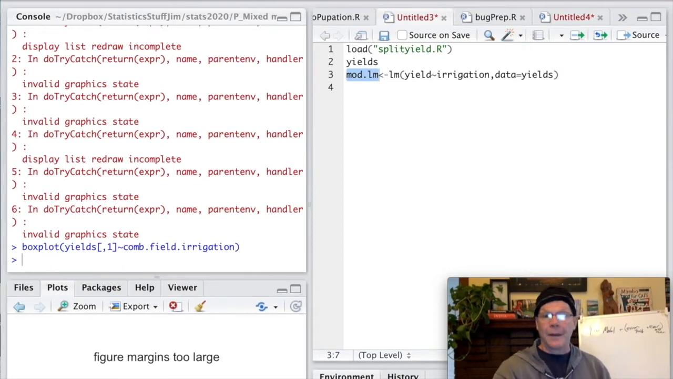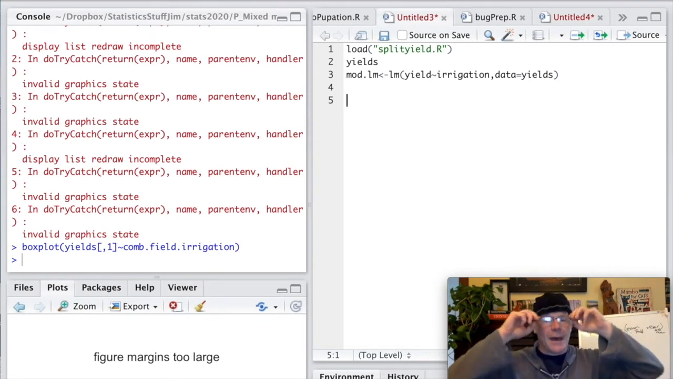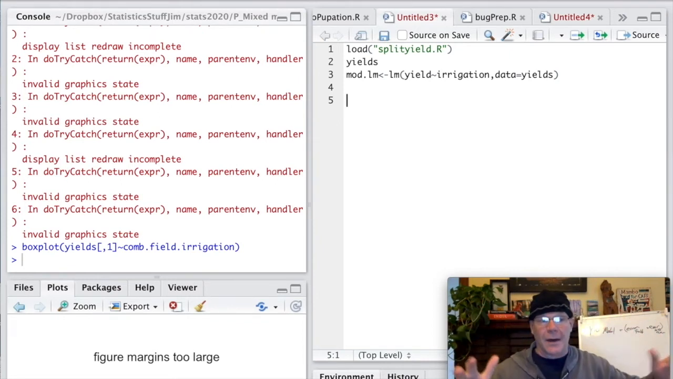Okay. And so how we're going to set up a mixed model, and there are 2 primary packages in R that people use to set up mixed models. I'm going to use the one that everyone has kind of gone to.